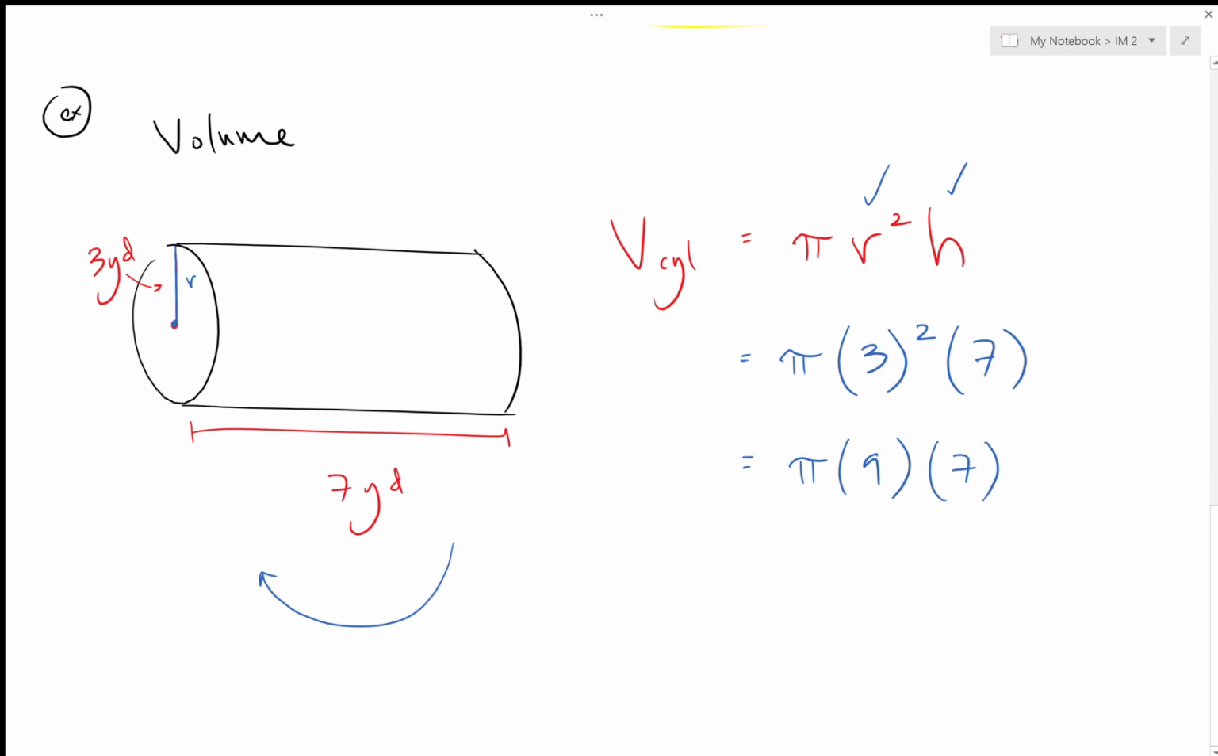And we take this to the calculator. Pi times 9 times 7 comes out to 197.9. Units are yards, but remember 3D needs to be cubed. So the volume of this shape, of this cylinder, is 197.9 yards cubed.